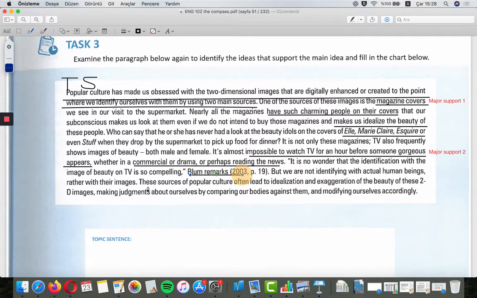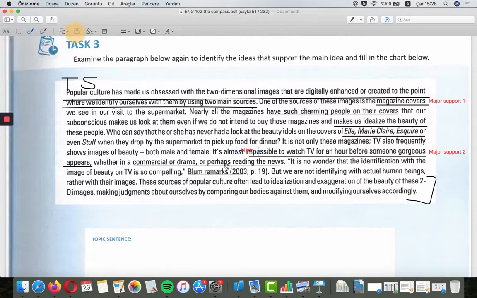And then at the end it says, these sources of popular culture often lead to idealization and exaggeration, obsessed, idealization, 2D images, two-dimensional images, making judgments about ourselves, identify ourselves with them by comparing ourselves against them. So as you can see, arkadaşlar, this sentence here, okay, goes parallel in meaning with our topic sentence.